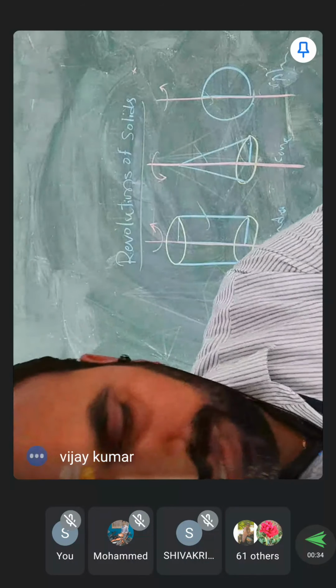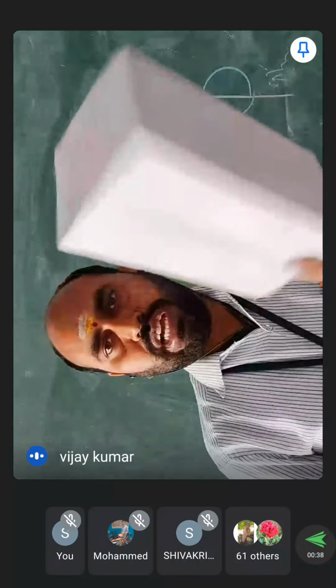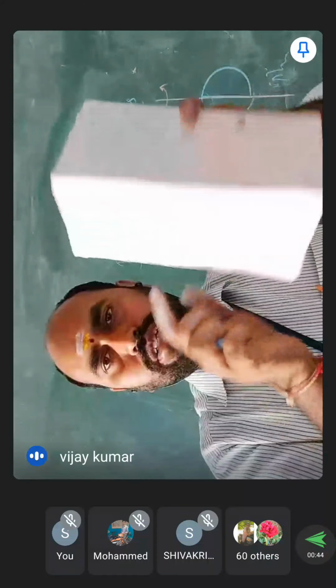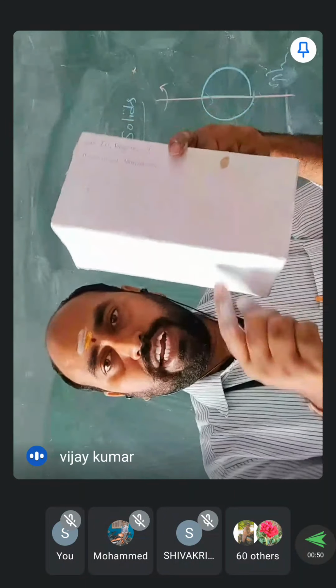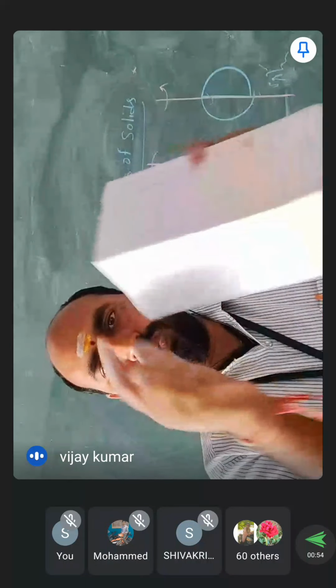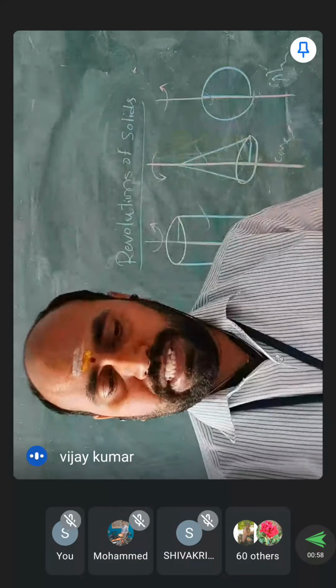But if you see in the case of a prism, there is no revolution of this one. Just two square planes we are taking, and four: 1, 2, 3, and one more at the back, 4. So totally four rectangular planes. This is the rectangular plane, and two square planes get formed into a rectangular prism.